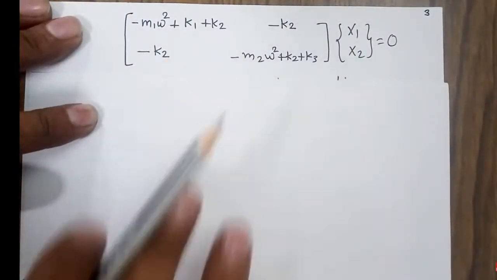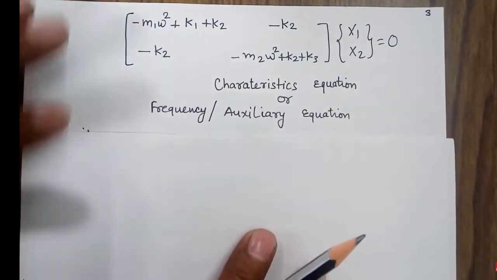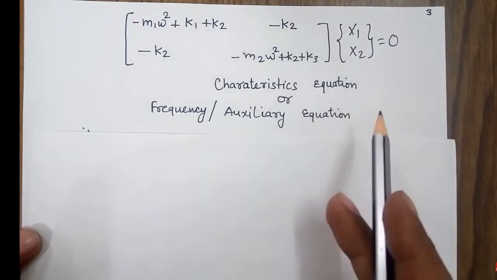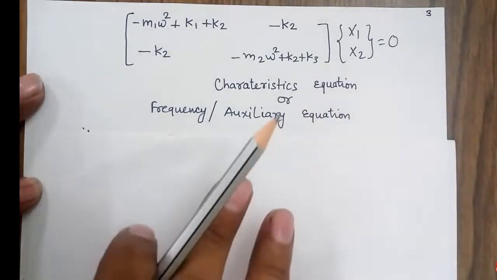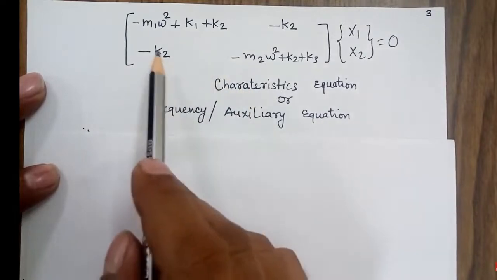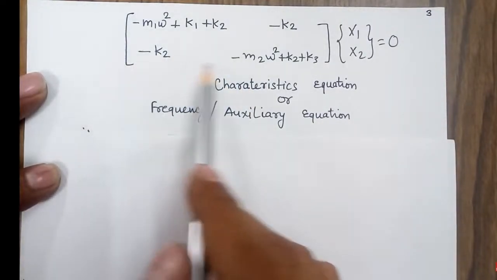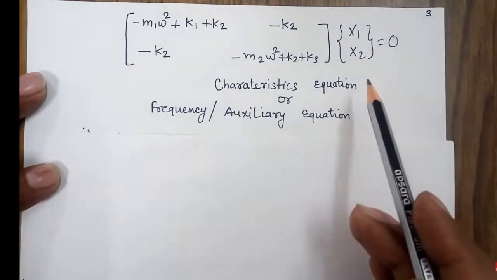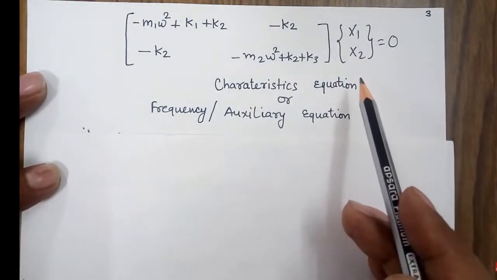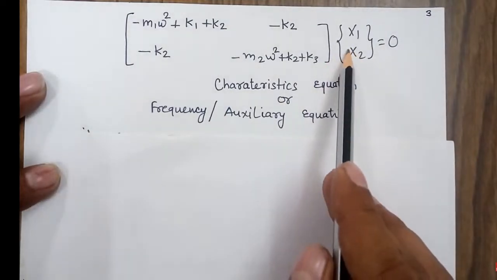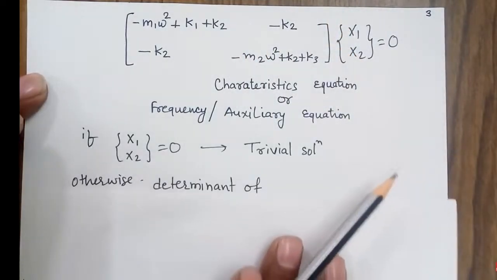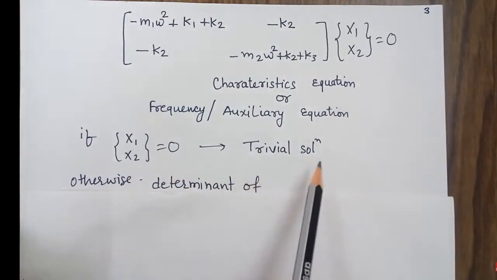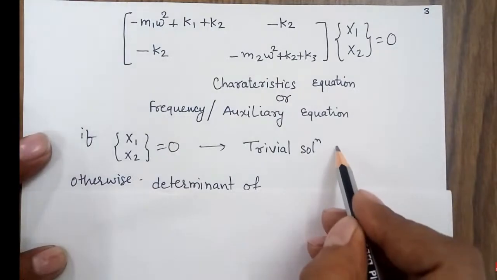This general form of the equation is known as the characteristic equation, also known as the frequency equation or auxiliary equation. Now we can see that the equation has two parts: one in the form of a matrix, the second in the form of a vector. If x1 and x2 are 0, that is a trivial solution and the system is not having any vibration.